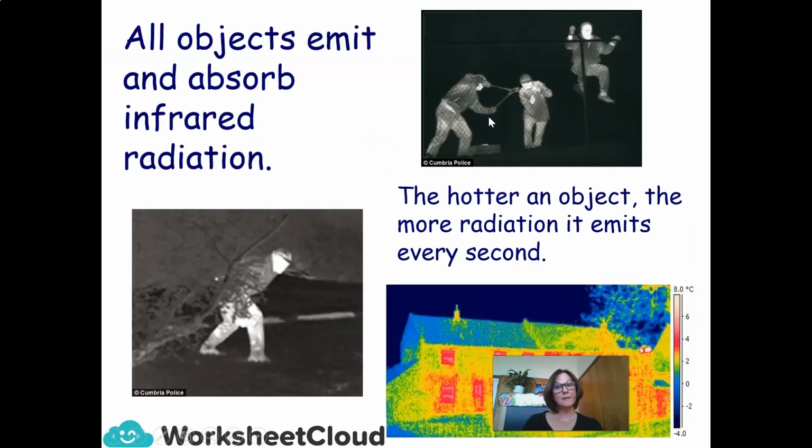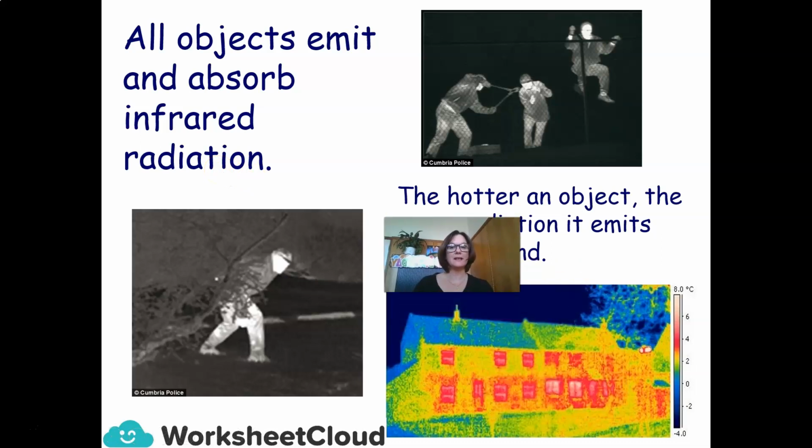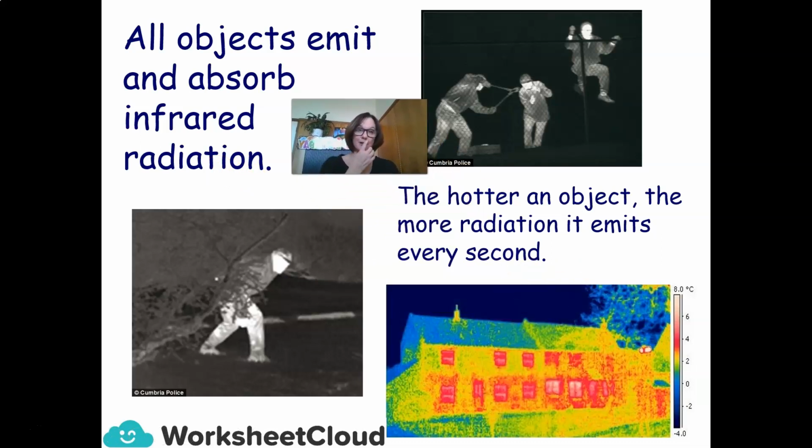All objects emit and absorb infrared radiation. Okay, the hotter an object, the more radiation it emits every second. So if you look over there, that house has a lot of heat coming off it at the moment.